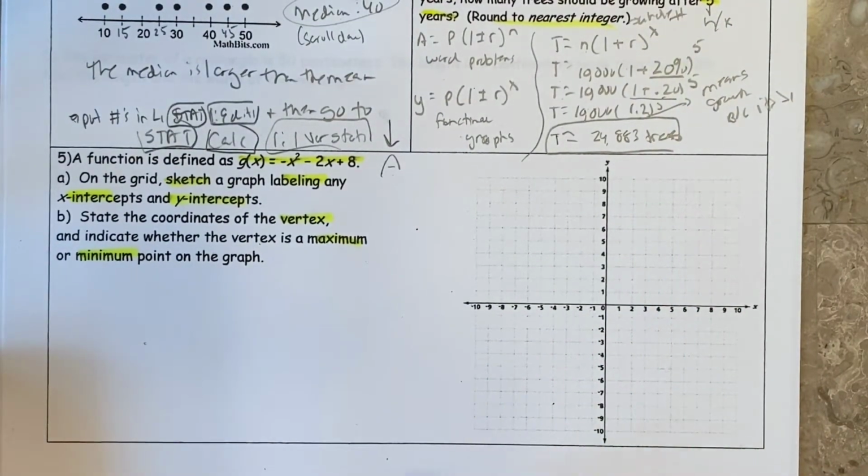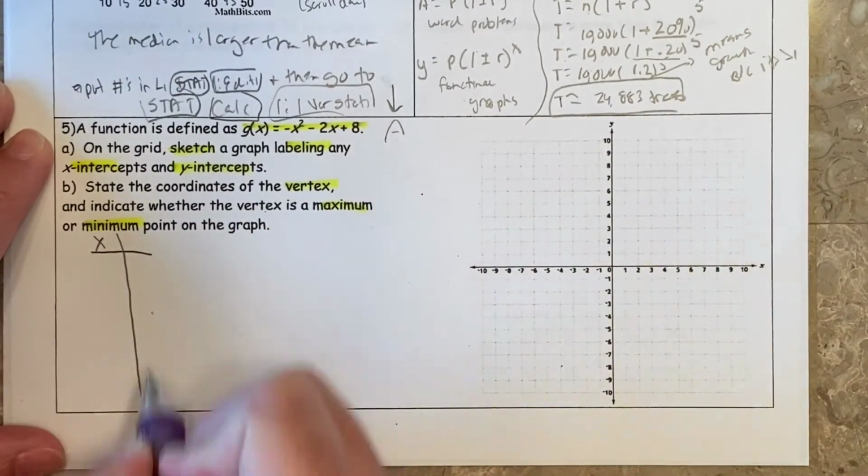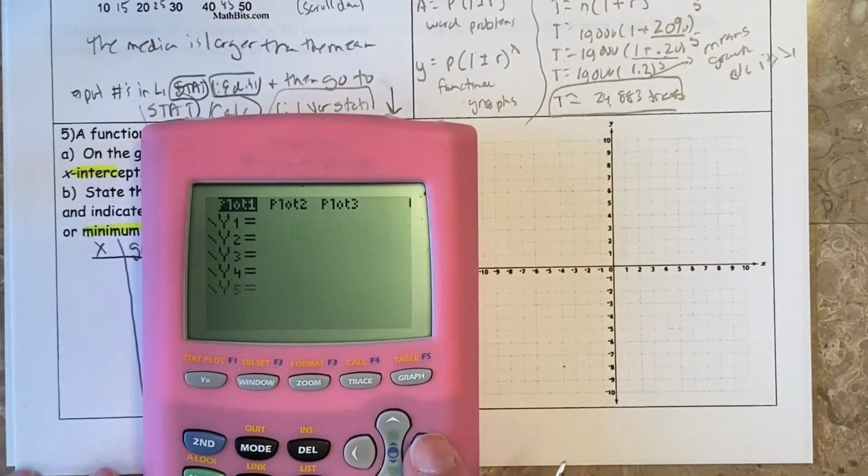Okay, so we know for a parabola that we have to show a table. So x and g of x. And when we do this, we always want to look for the numbers that go.